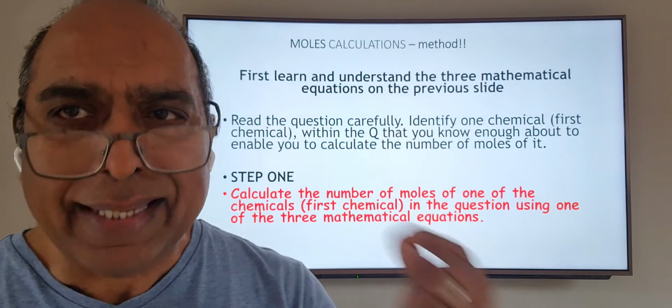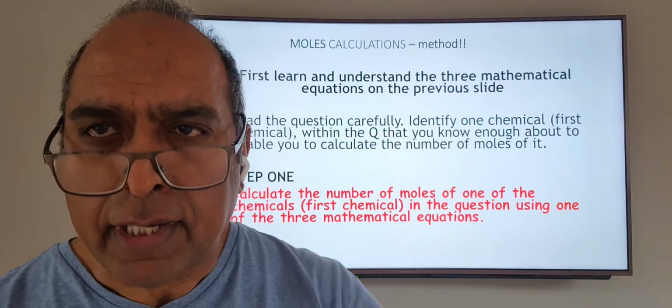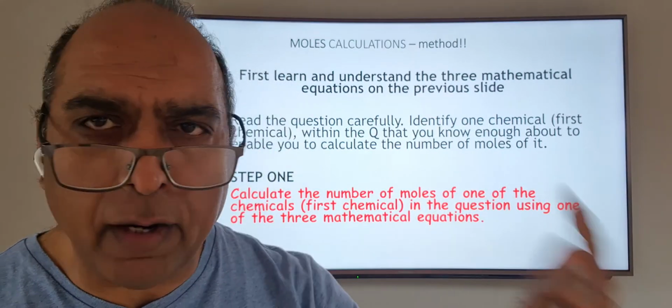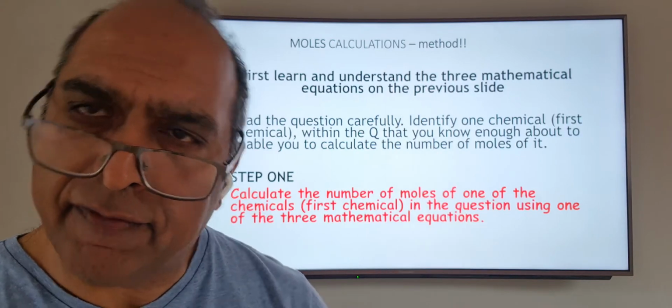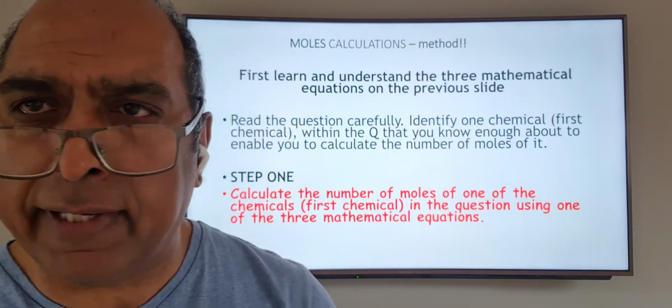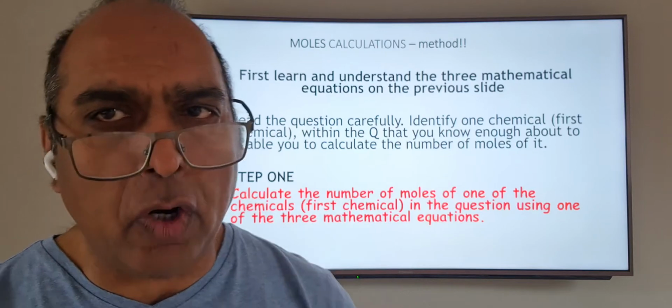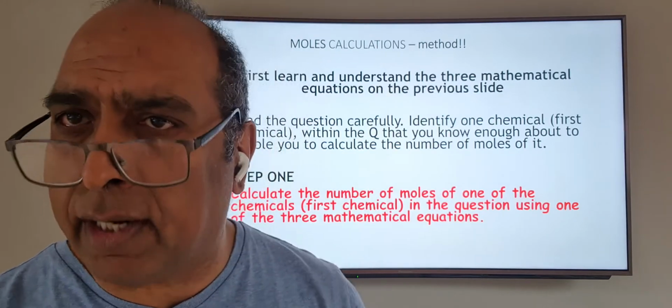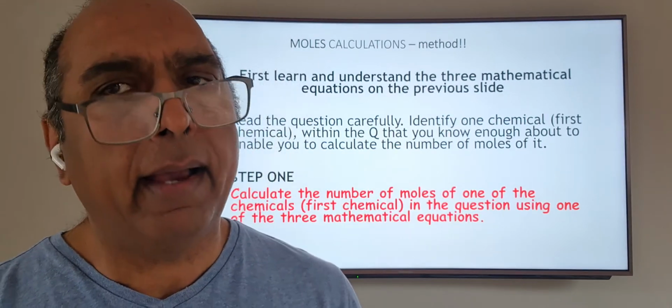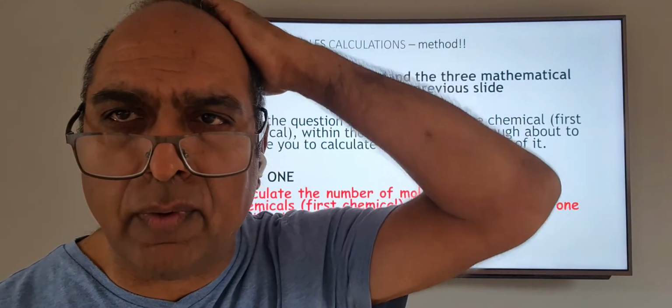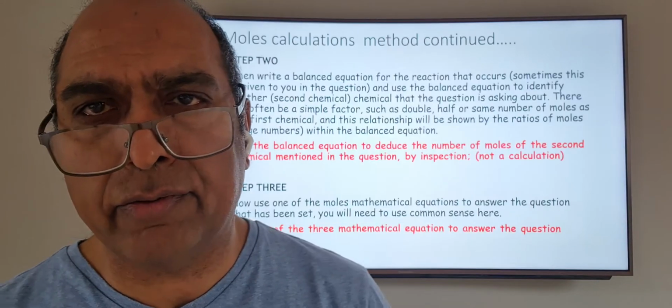Step 1 gets you into the calculation. It gets you identifying one chemical. Having identified it, you are working out the number of moles of it. It gets you into the problem. You don't waste time. You get into it, you get it started, and you're away, rather than just scratching your head and wasting a lot of time and getting the answer wrong.